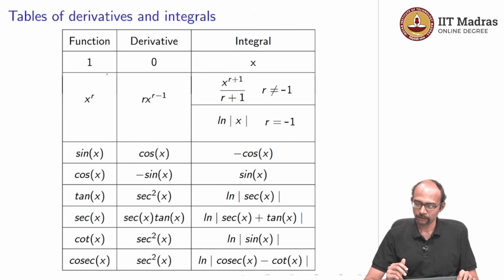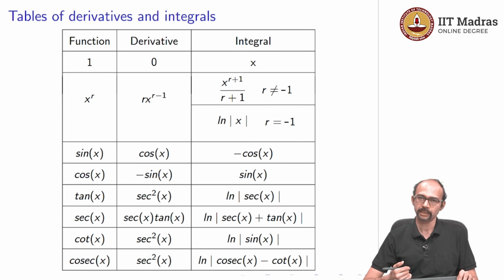For the function sin x, the derivative is cosine x and its integral is minus cosine x. For cosine x, the derivative is minus sin x and its integral is sin x. For tangent of x, the derivative is secant squared of x. This is something we computed, and its integral is the natural logarithm of absolute value of secant of x. Similarly, for secant of x, its derivative is sec x tan x and its integral is logarithm of absolute value of sec x plus tan x. And similarly we have the derivatives and integrals of the cotangent of x and the cosecant of x as given here.